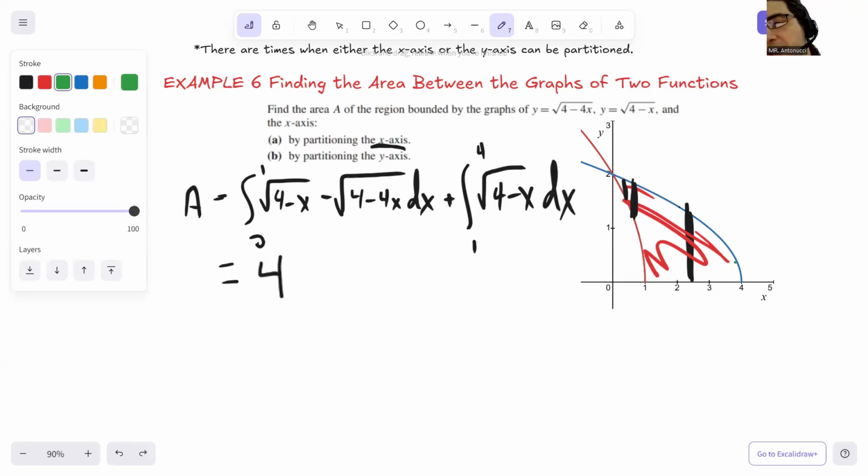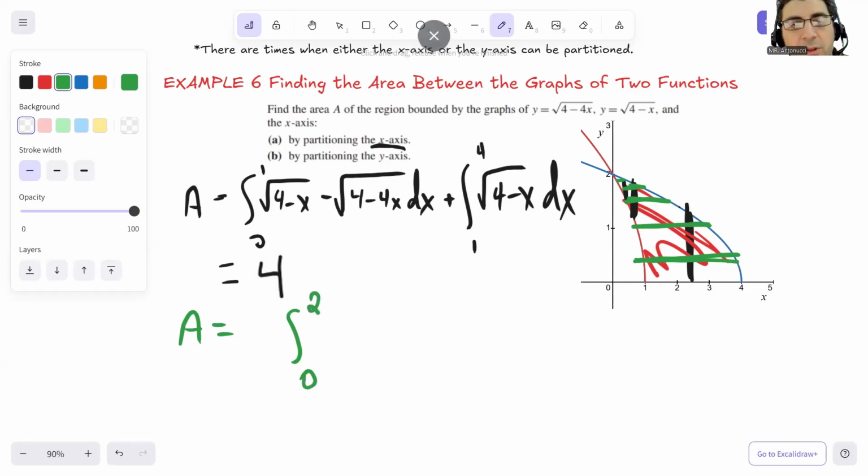So with respect to the y-axis, your strips are going to be horizontal like that. Now notice, no matter where you put the strip, the right and left boundary are still the same. So it's going to be the integral from 0. Now here's where you have to be careful. In terms of y, it's going to be from 0 to 2, because the y values go from 0 up to 2.